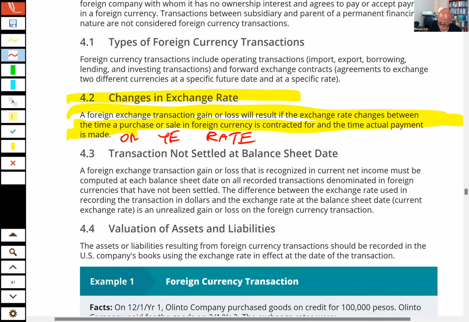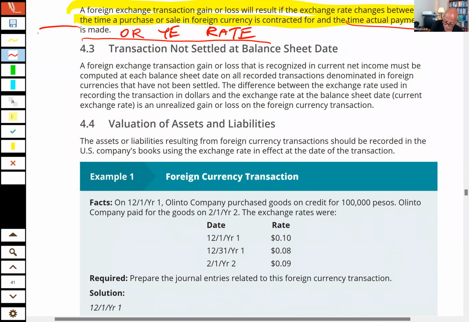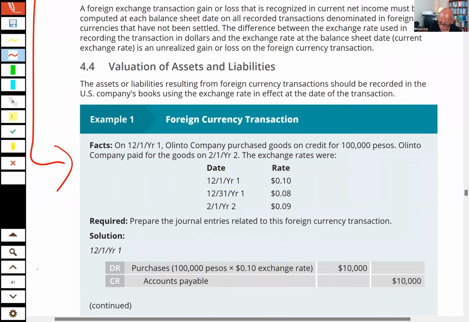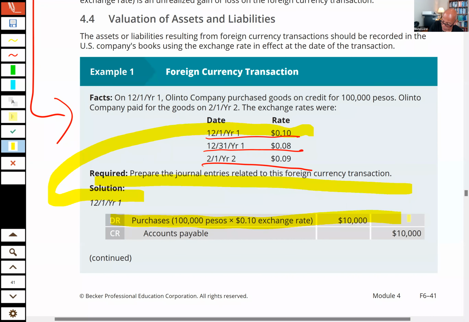Okay, so let's take a look. That says or, not on, but or year-end rate. So when the actual payment is made, or the year-end rate, depending on what the question's asking me. You'll see what I mean by that when you look at this example down here, because they have us do both of them. Alinto company purchased goods on credit for 100,000 pesos. Alinto company paid for the goods on 12/1 year 2, and the exchange rates were as follows. They made the transaction on 12/1. We have a year-end rate, and then when the transaction is finally settled, they give us the rate at that point in time.